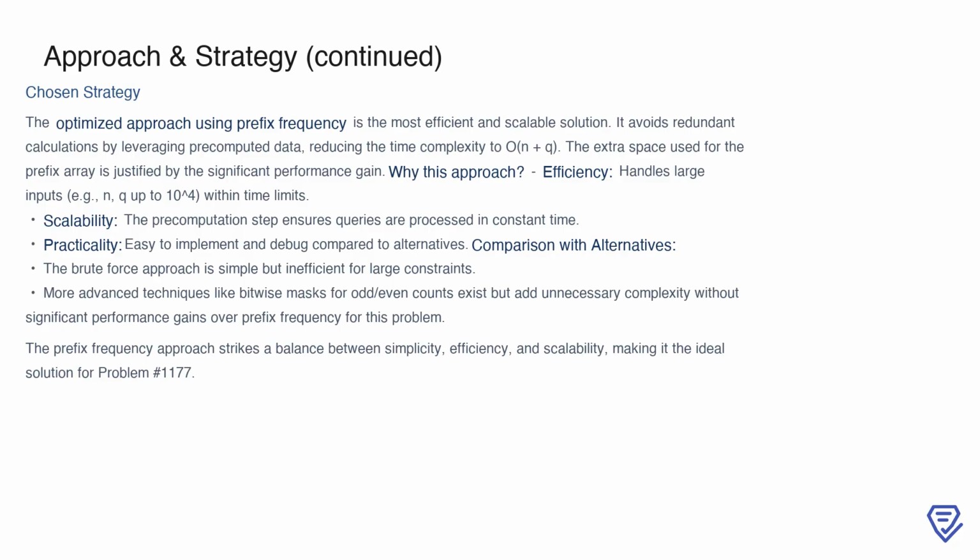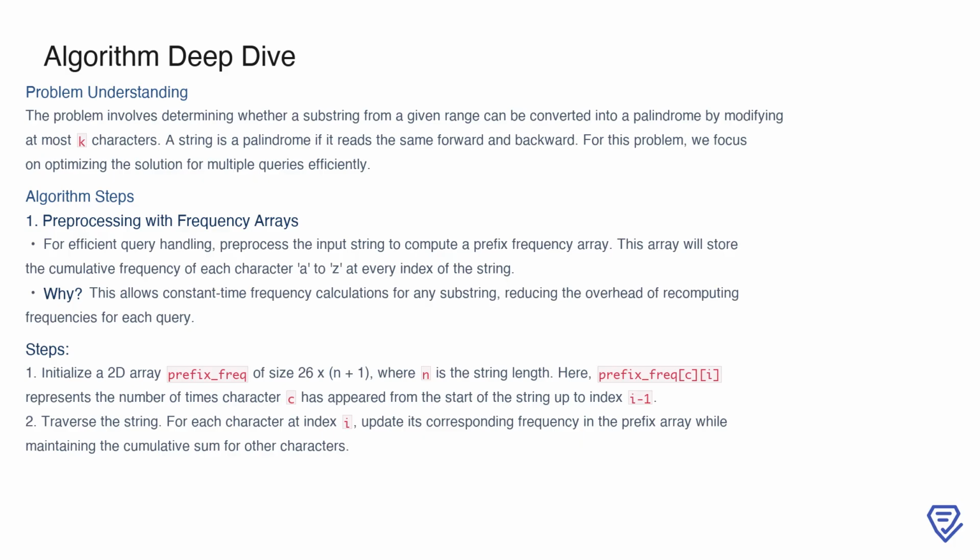problem number 1177 effectively. To understand this problem, we need to determine if a substring from a given range can be turned into a palindrome by modifying at most k characters. A palindrome, as you know, reads the same forward and backward, so the order of characters plays a critical role. The challenge lies in optimizing this process for multiple queries efficiently.